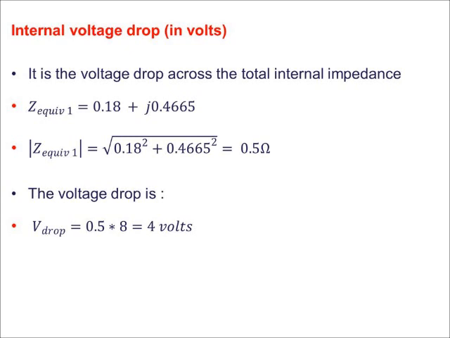The magnitude of this impedance is the square root of the resistance squared plus the reactance squared, 0.5 ohms. The voltage drop is composed of two elements: one is a resistive voltage drop, another is a reactive voltage drop, because you have to remember that we have AC flowing. So there is a voltage drop across the leakage inductance as well. The magnitude of that impedance is 0.5, so 0.5 multiplied by 8 is 4. So 4 volts is the internal voltage drop.